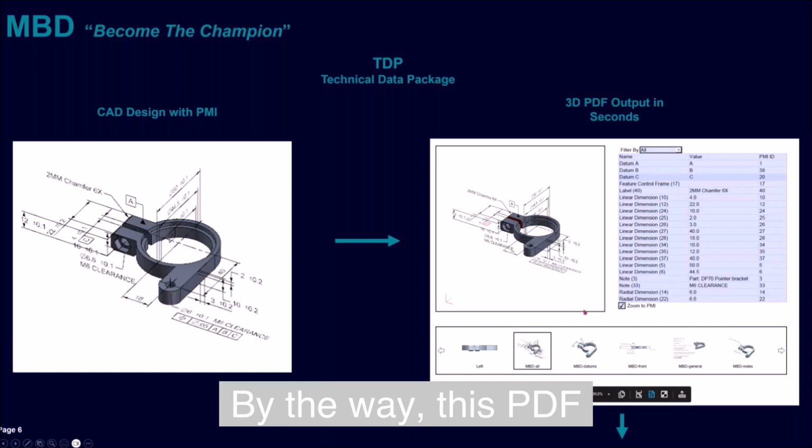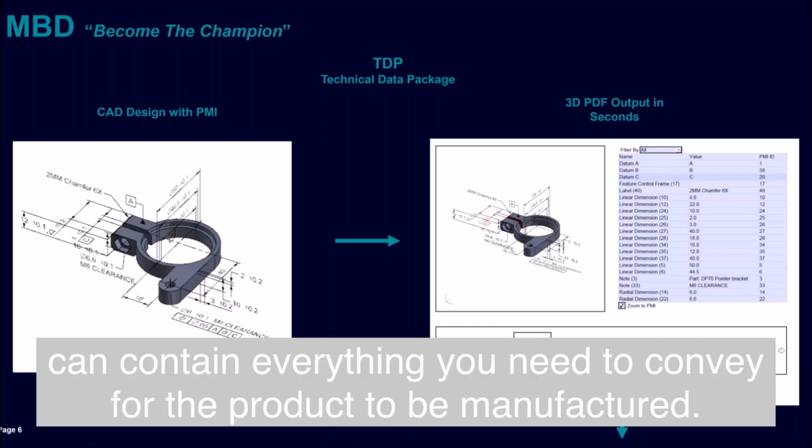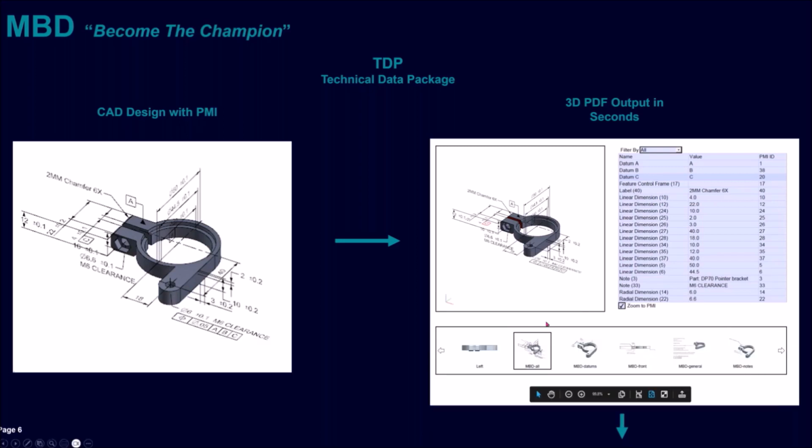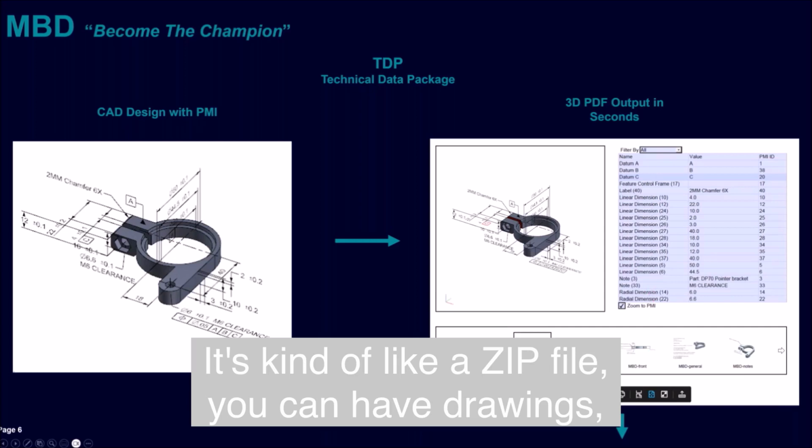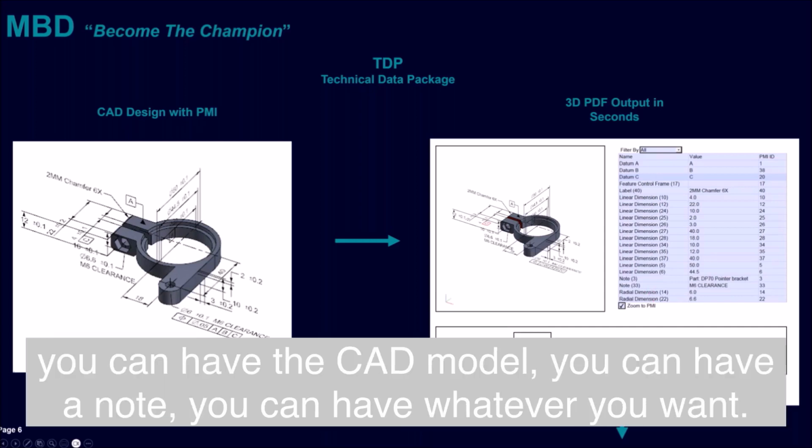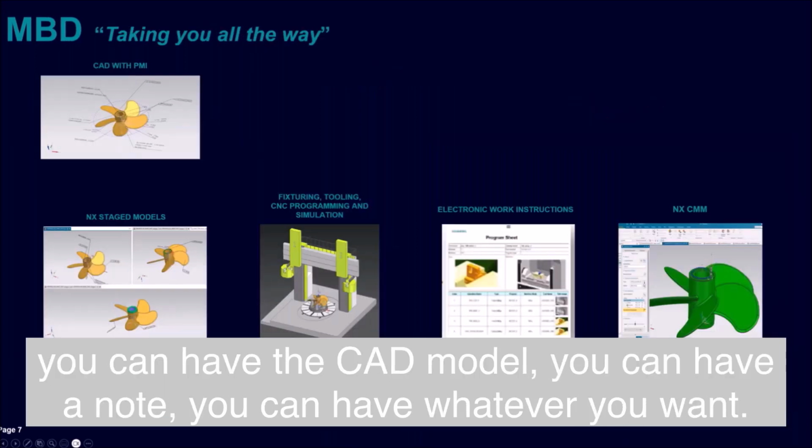And by the way, this PDF can contain everything you need to convey for the product to be manufactured. It's kind of like a zip file. You can have drawings, you can have the CAD model, you can have a note, you can have whatever you want.